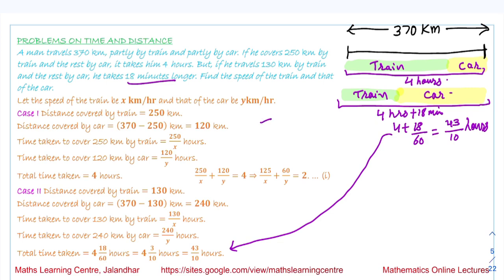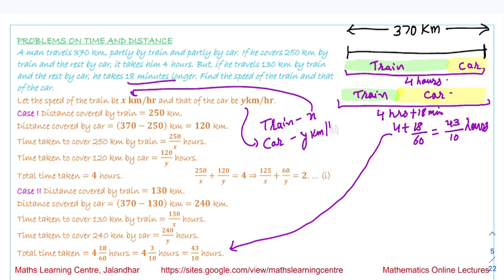So suppose the speed of the train is x kilometer per hour and the speed of the car is y kilometer per hour. So what we have is the distance covered by train and by car. In the first case, this is 250 kilometers and this is 120 kilometers. In the second case, this is 130 kilometers and this is 240 kilometers.